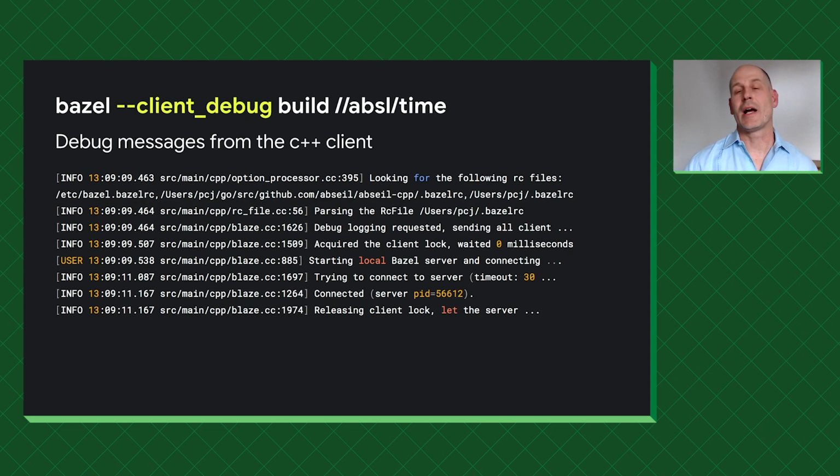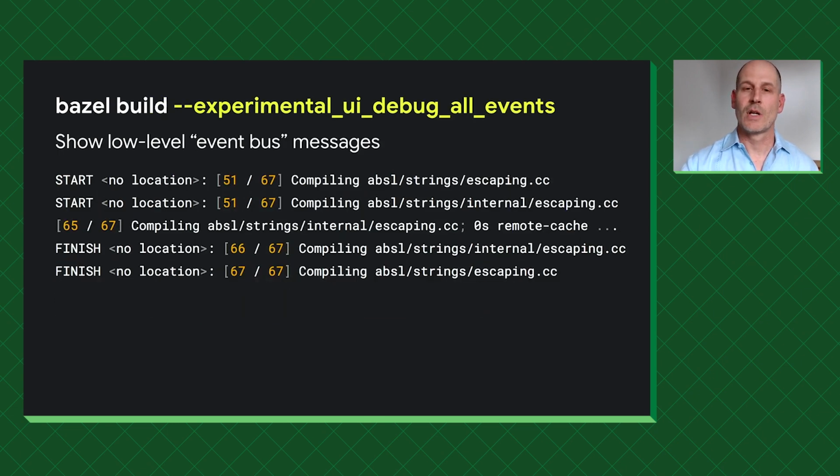Client debug is a bit more esoteric, but it does tell you events that are occurring inside the front end, which is written in C++. And then finally, --experimental_ui_debug_all_events shows you messages coming across the event bus. And I find this interesting because it prints both when an action starts and ends, which is information that's kind of hard to get otherwise.